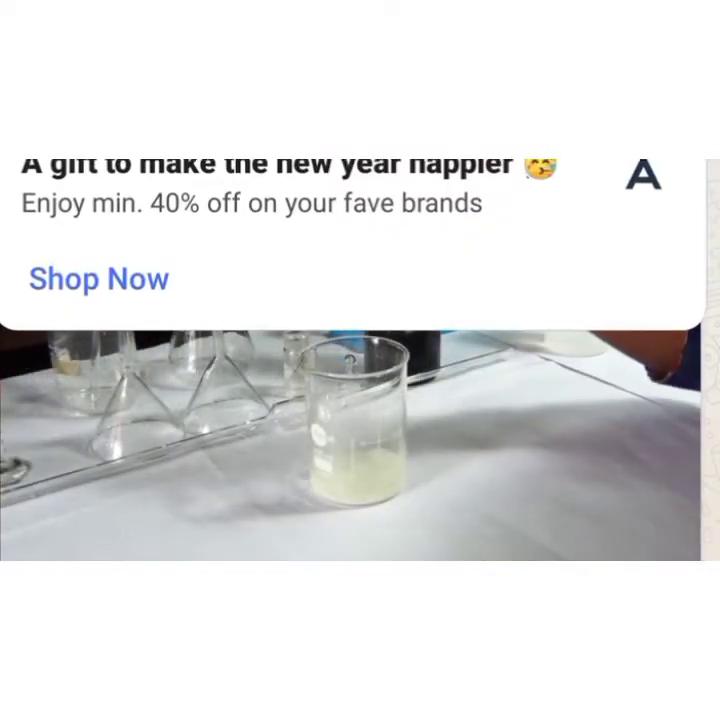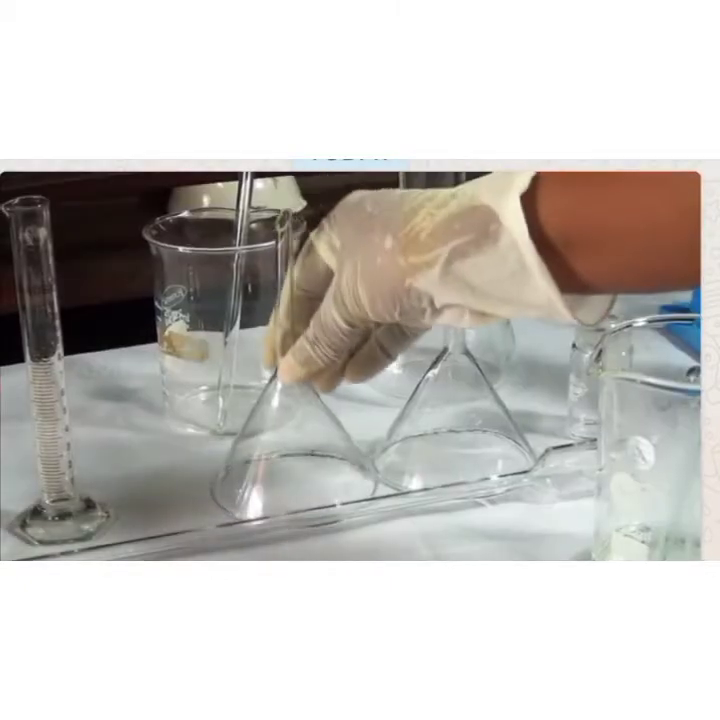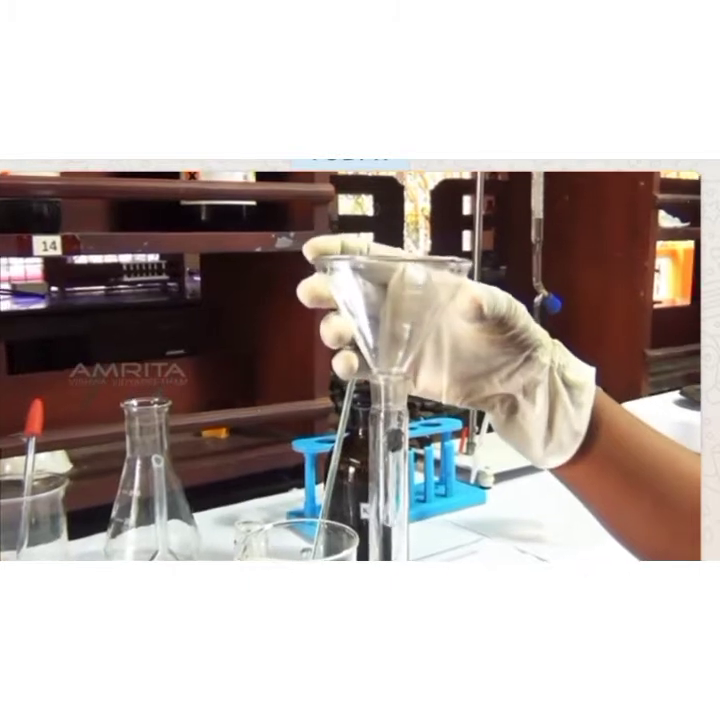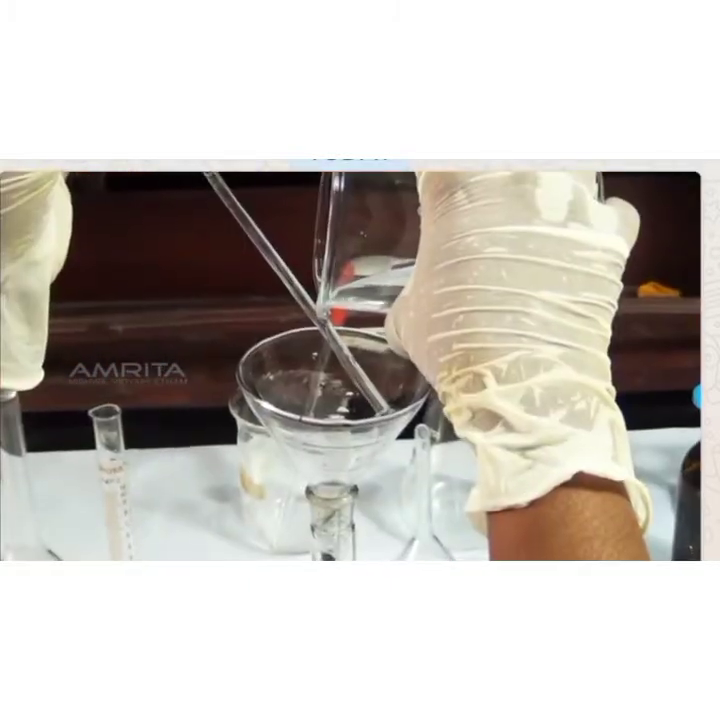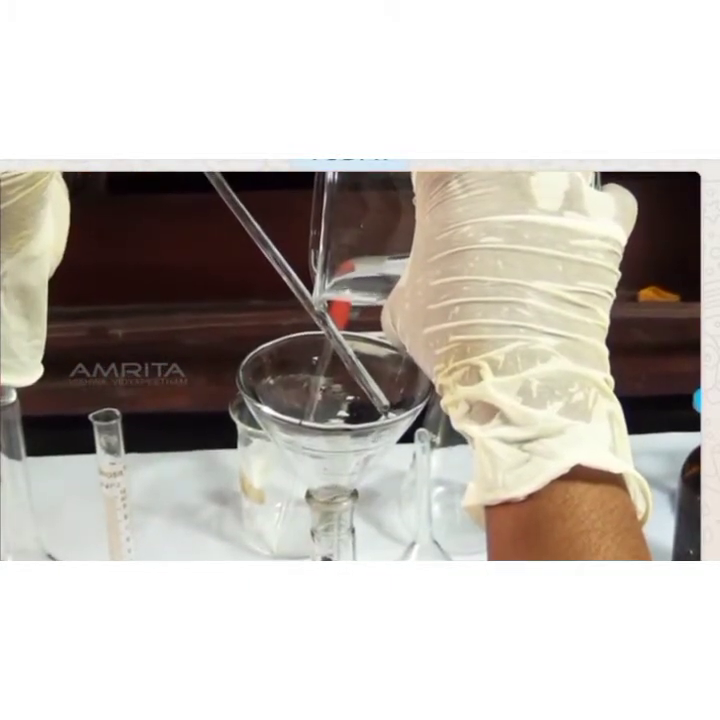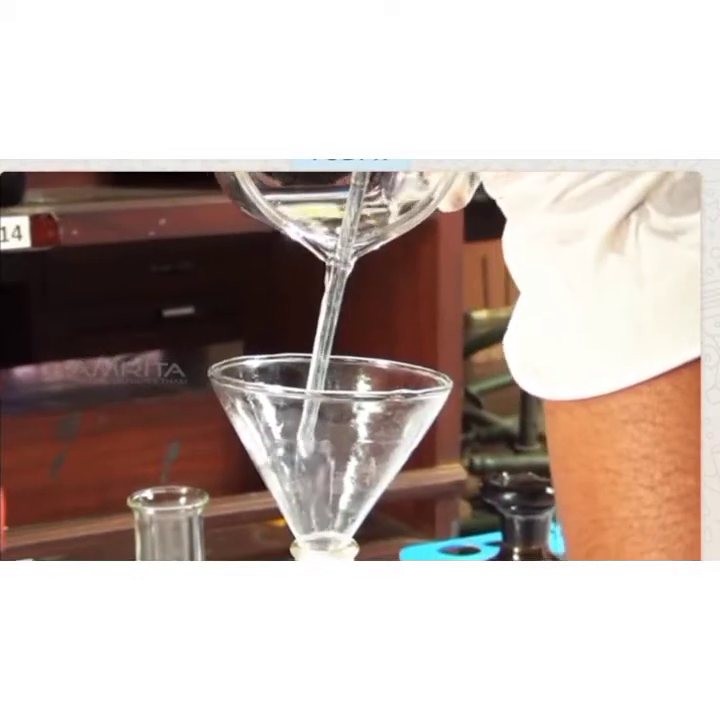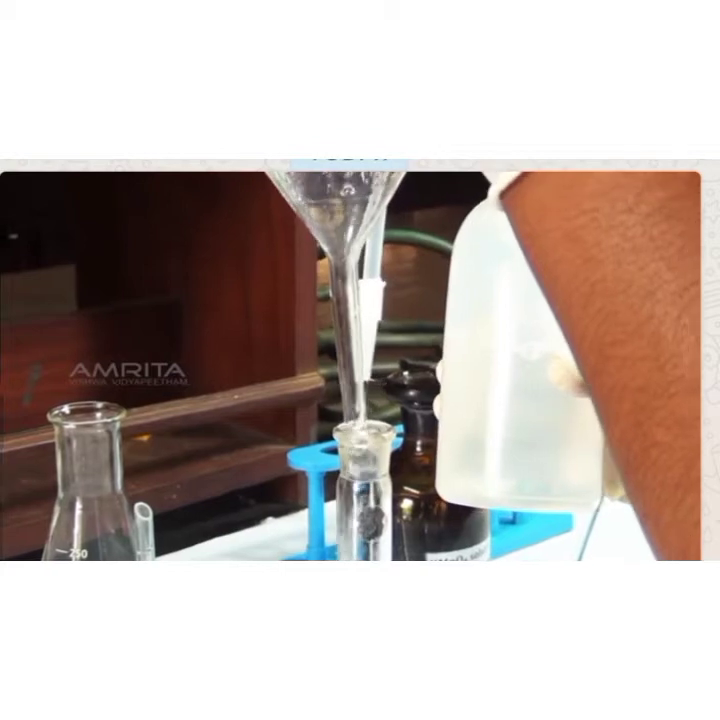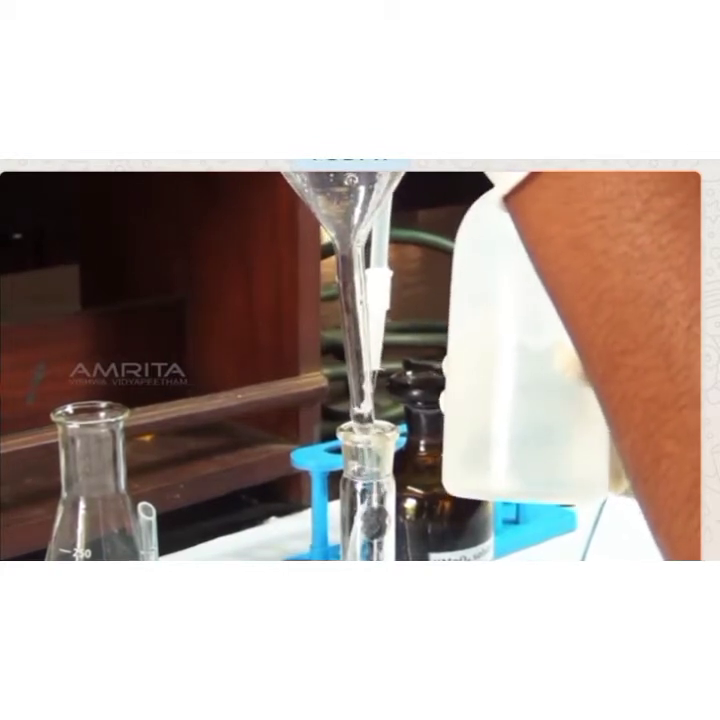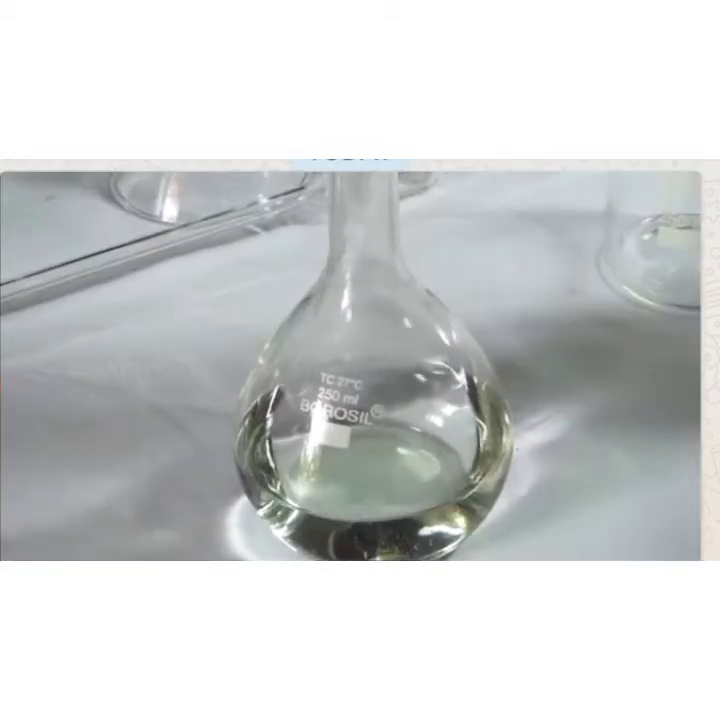Gently stir the solution in the beaker using the glass rod to dissolve the Morse salt crystals. Use the funnel and the glass rod to transfer the solution from the beaker into the 250 ml standard flask. Wash the beaker, glass rod, funnel and funnel tip 2 or 3 times with distilled water to transfer the solution sticking to them into the standard flask.